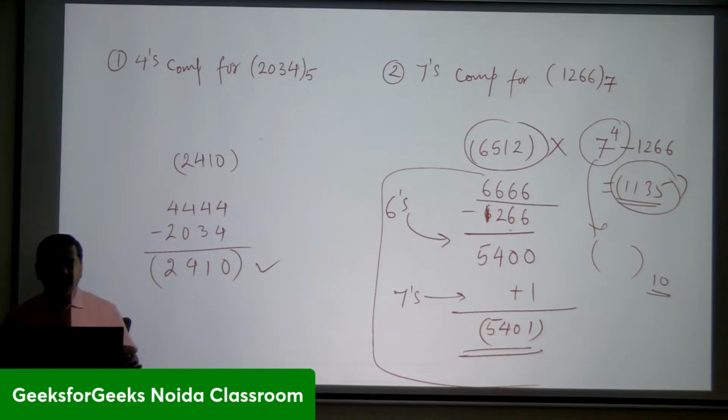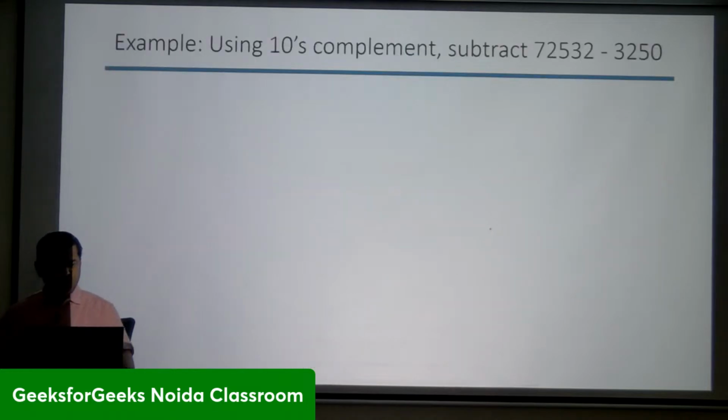All right. So just find the complement for this. Subtract this particular number, 72532 minus 03250, using tens complement.